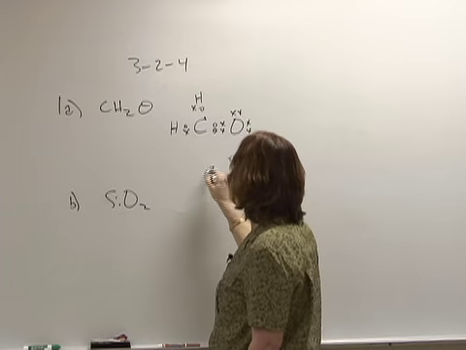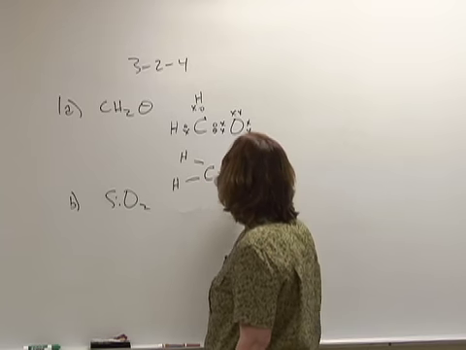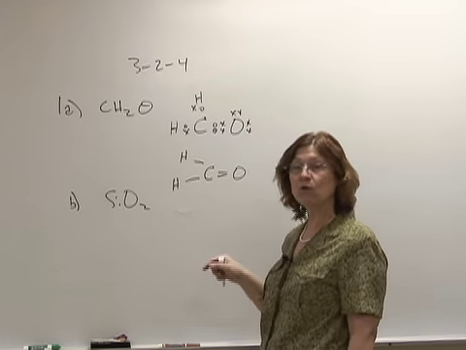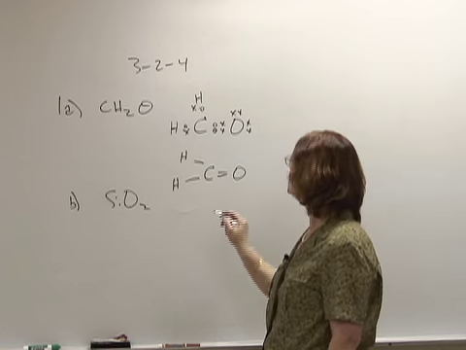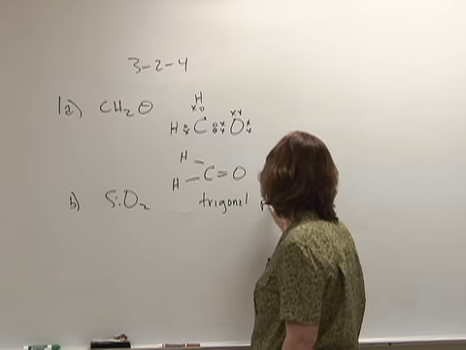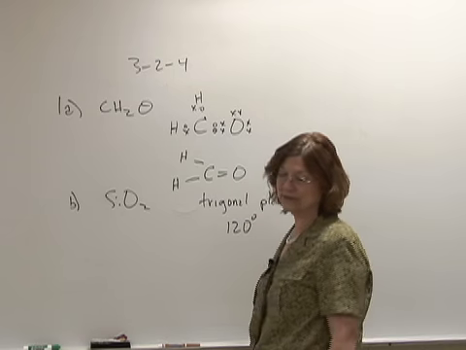And in this way, I have carbon and a double bonded oxygen. I have 3 bond pairs and no lone pairs. Therefore, this shape is trigonal planar, and it has 120 degrees.